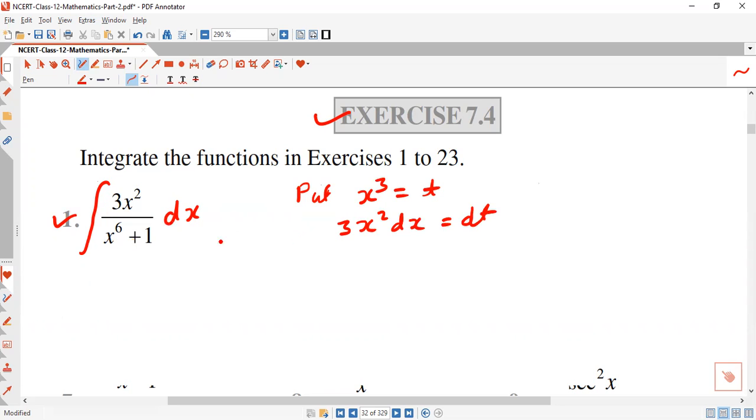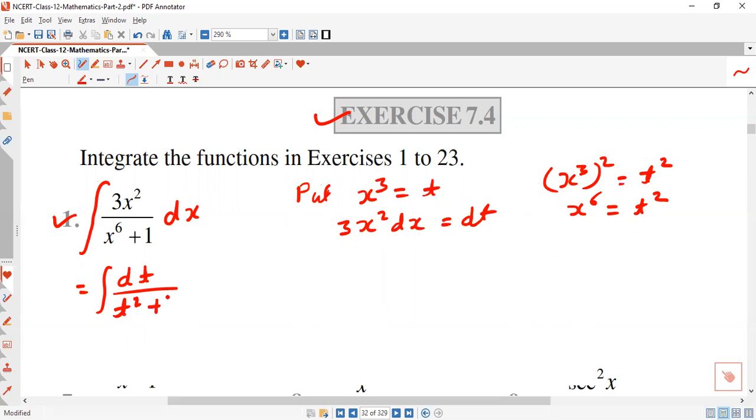And this x to the power 6, with x cube equal to t. So you see x cube square equals t square. This is x raised to 6 equal to t square. So this becomes, in the numerator dt, and in the denominator x raised to 6 plus 1, meaning t square plus 1.